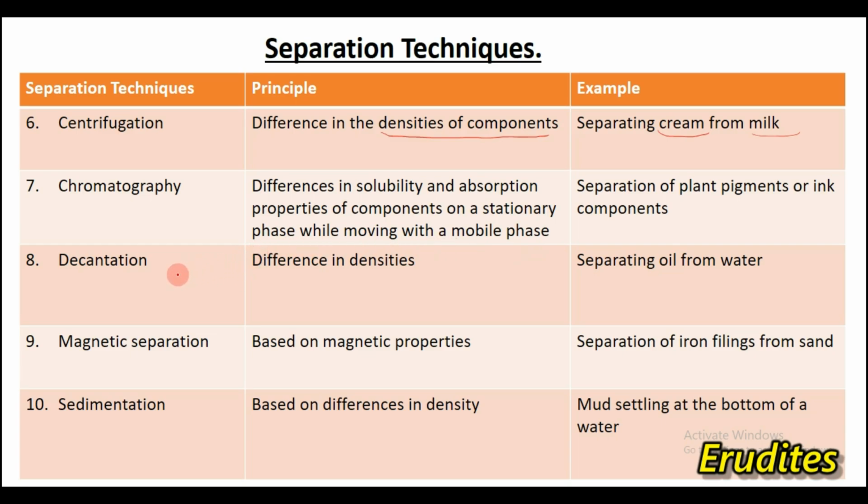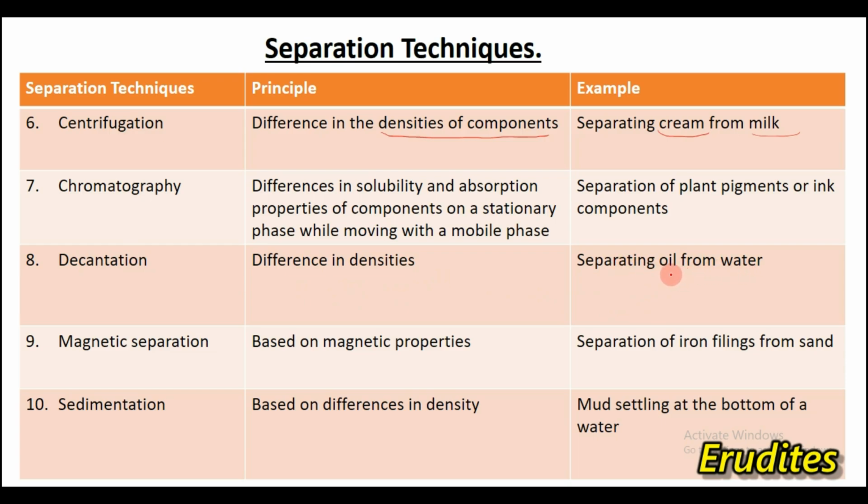The next separation technique we have here is decantation. And decantation is based on the difference in densities. Centrifugation is based on the differences in densities, but there we are using a centrifugatory machine. Here we are not using a centrifugatory machine. For example, separating oil from water.